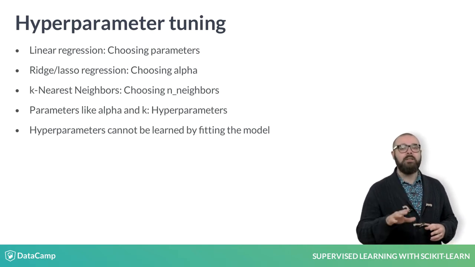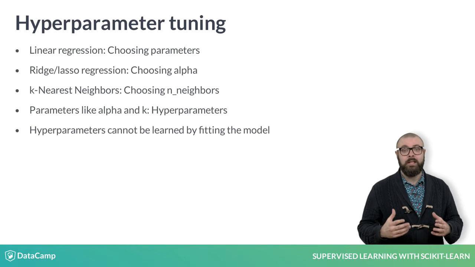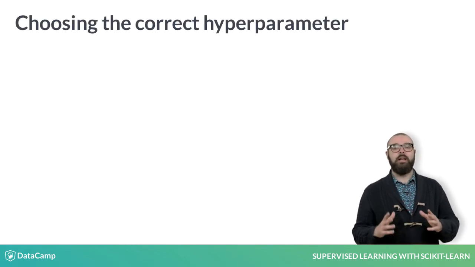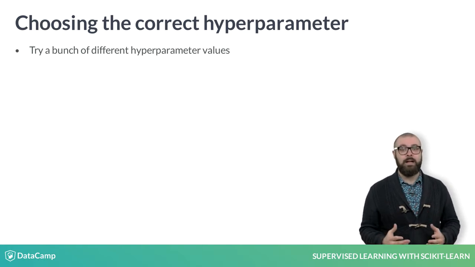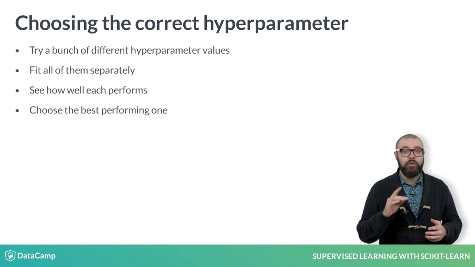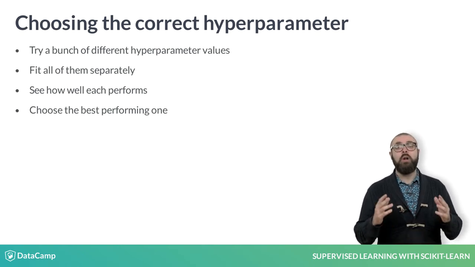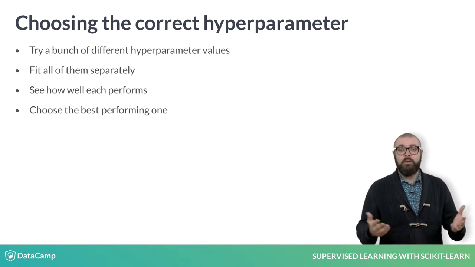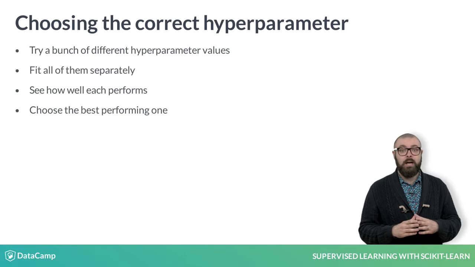Now herein lies a fundamental key for building a successful model: choosing the correct hyperparameter. The basic idea is to try a whole bunch of different values, fit all of them separately, see how well each performs, and choose the best one. This is called hyperparameter tuning, and doing so in this fashion is the current standard. There may be a better way, however, and if you figure it out, I'd be surprised if it didn't make you famous.